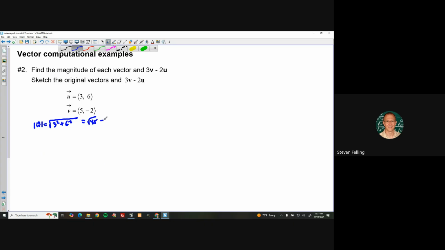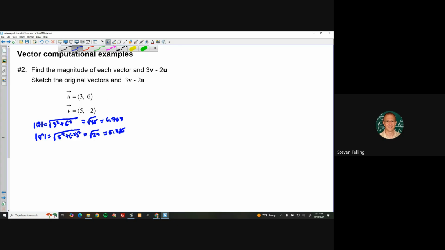And in decimal, that's about 6.708, I guess I'll use the rounding rules. The magnitude of the v vector is the square root of its x component, 5 squared, plus its y component. Now, technically, this is negative 2 squared, but you don't even have to bother with the negative because we're going to square it. This is the square root of 29, which turns out to be 5.385.